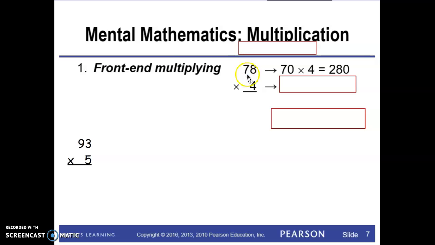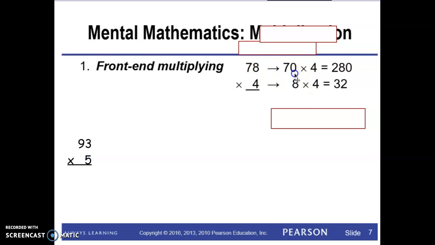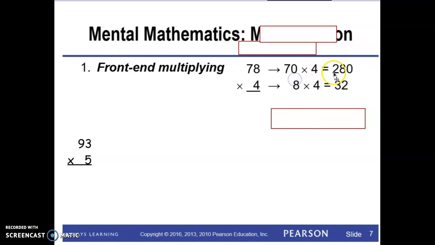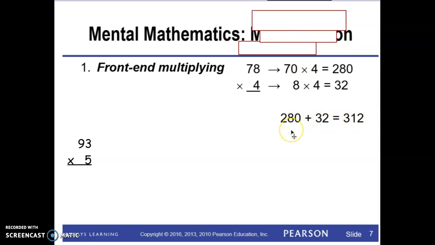All right, well, if I've taken care of the 7 as a 70, now I need to take care of the 8. 8 times 4 is 32. Well, I pulled 78 apart to be 70 and 8, so I want to put them back together. So 280 plus 32, we'll put those back together as 312.